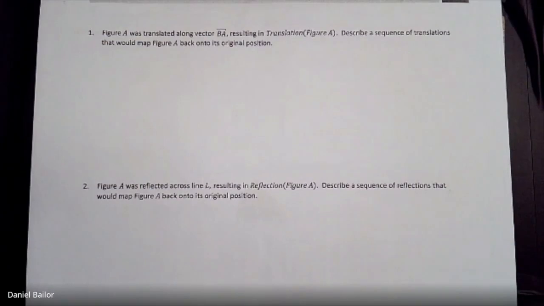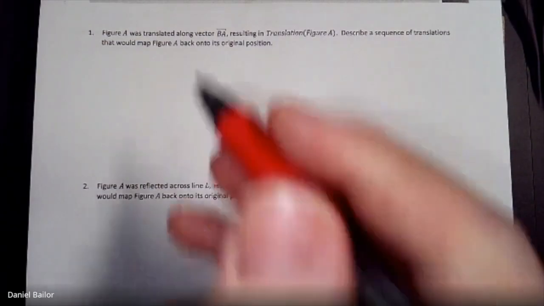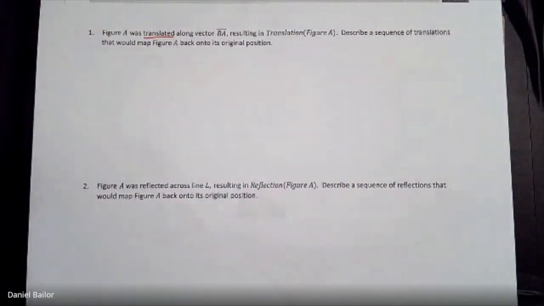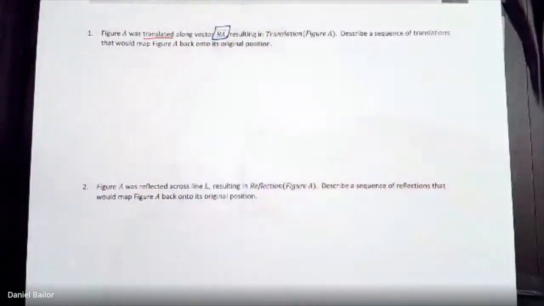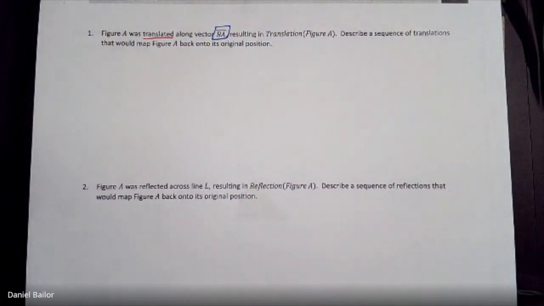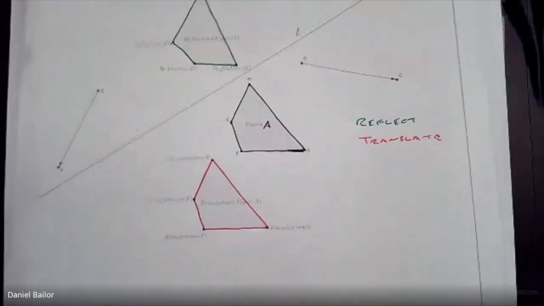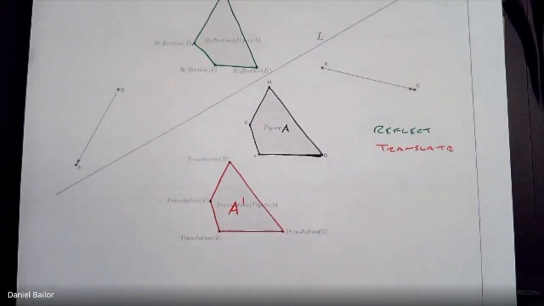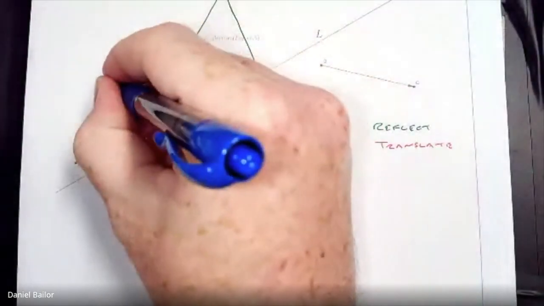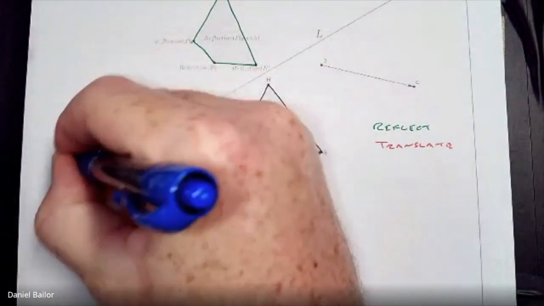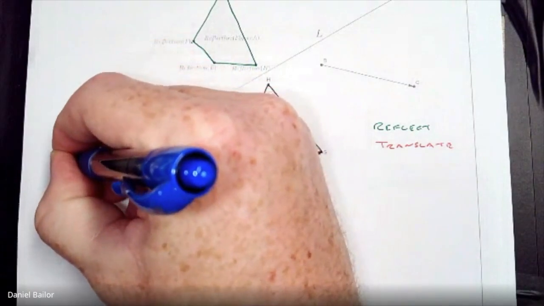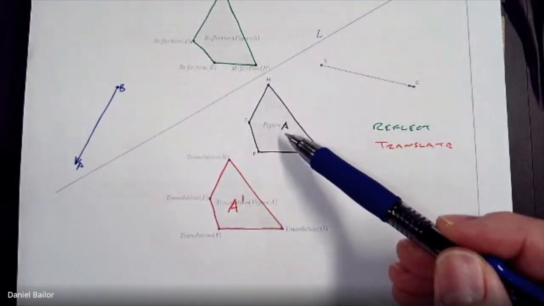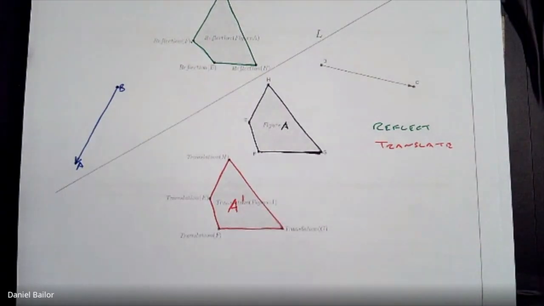Number 1 says, figure A was translated along vector BA. So the vector they used was BA, resulting in the translation of figure A. So that's telling us what we already know. That first sentence just says, figure A was translated following vector BA. So it followed this vector over here. This is vector BA. So it followed that vector when it got translated. So it started here, it translated down here. That's all the first sentence said.